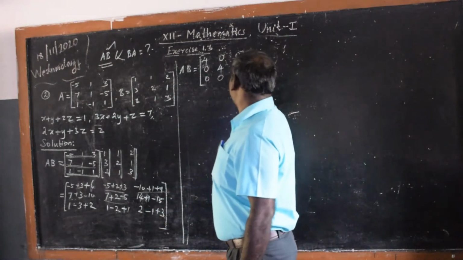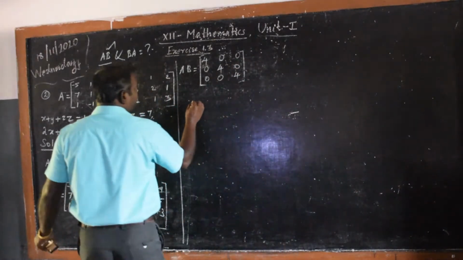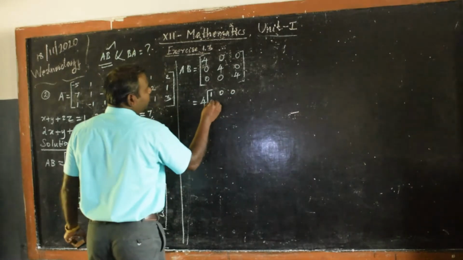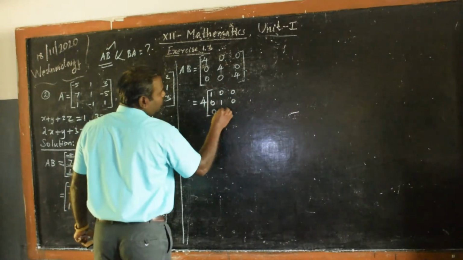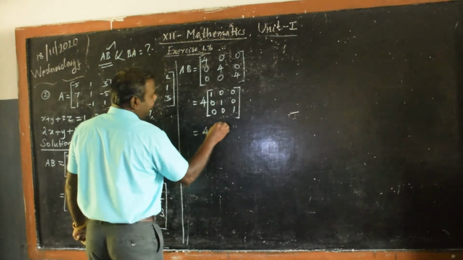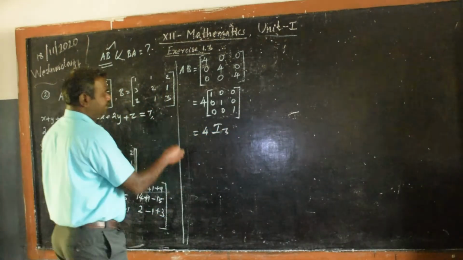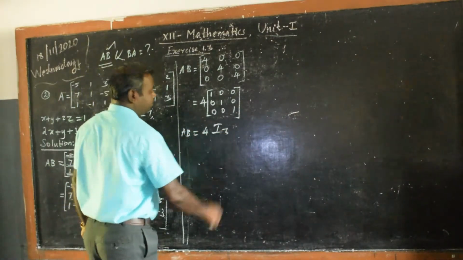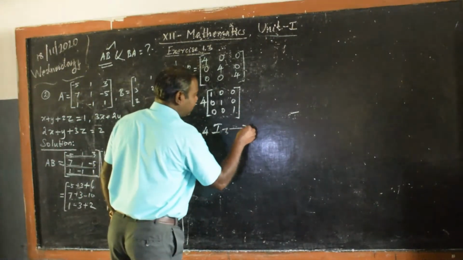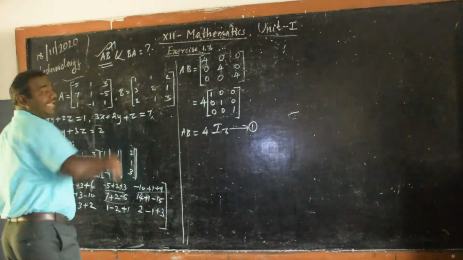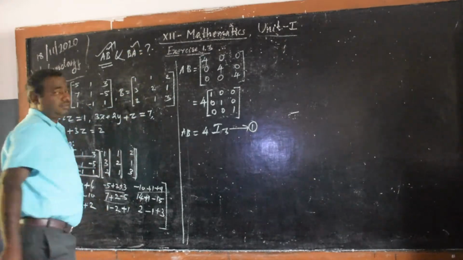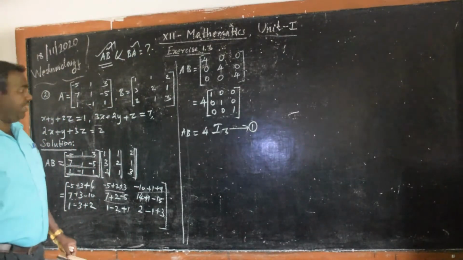5 minus 1 is 4. So AB equals 4 times the identity matrix with rows 1 0 0, 0 1 0, 0 0 1. So AB equals 4 into I3, the identity matrix. This is our AB, equal to 4 into the identity matrix. This is our first answer. Next, to find BA, B into A.